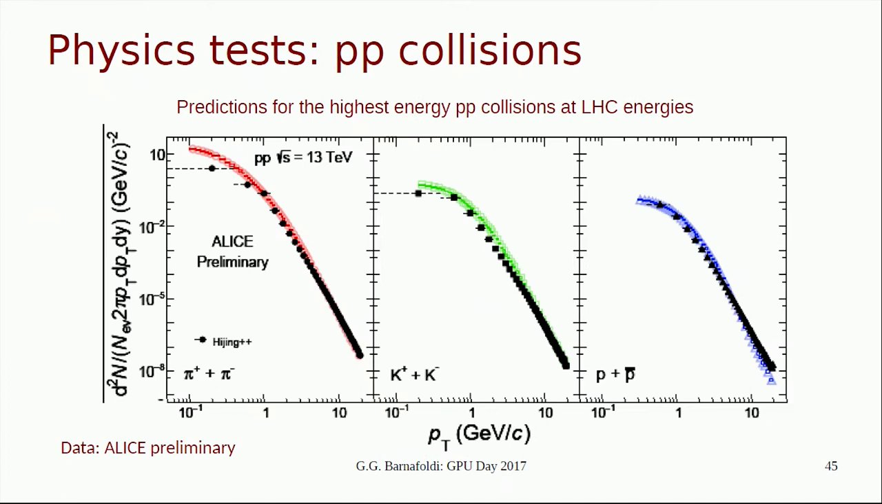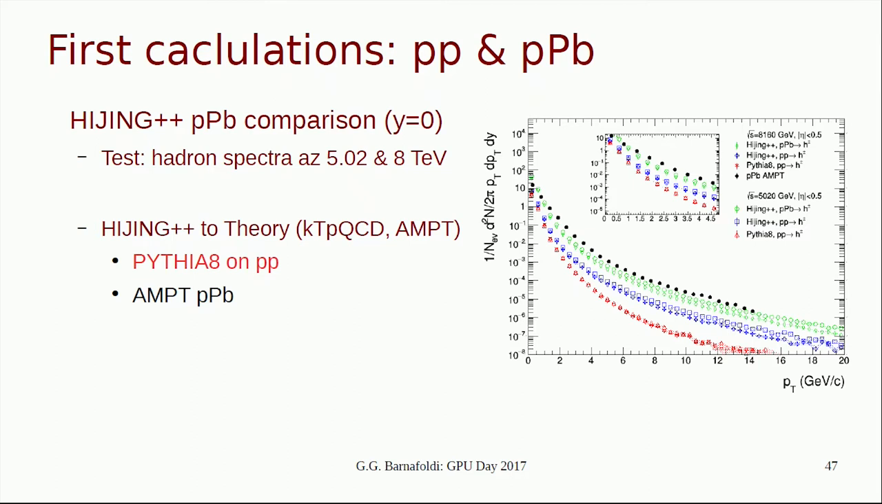So these are very preliminary results from the forthcoming 13 TeV proton-proton data by the ALICE experiment, and here you see the black dots are our calculations, which are very much on target. Of course, this is a log-log plot, but on the data over power level, it's about 50% difference. Here we did some comparison to different models.